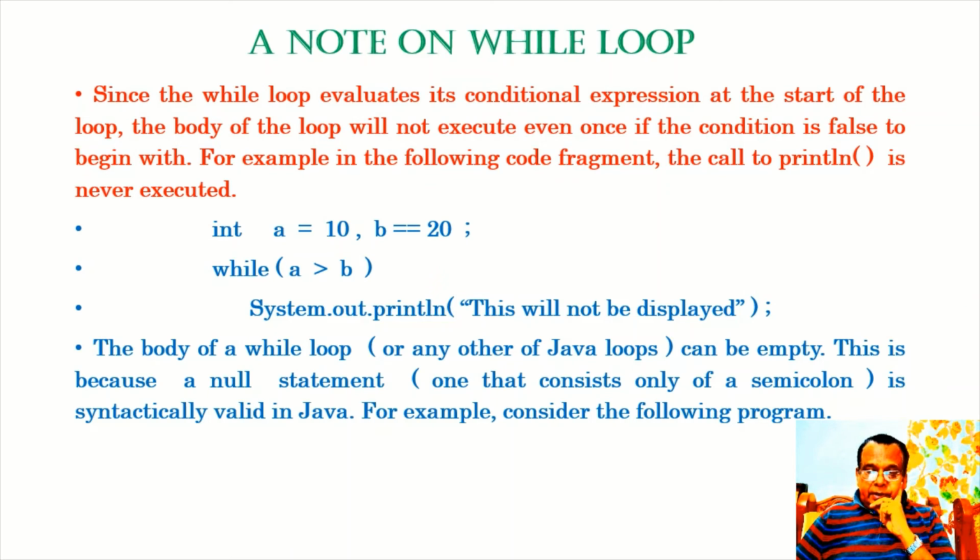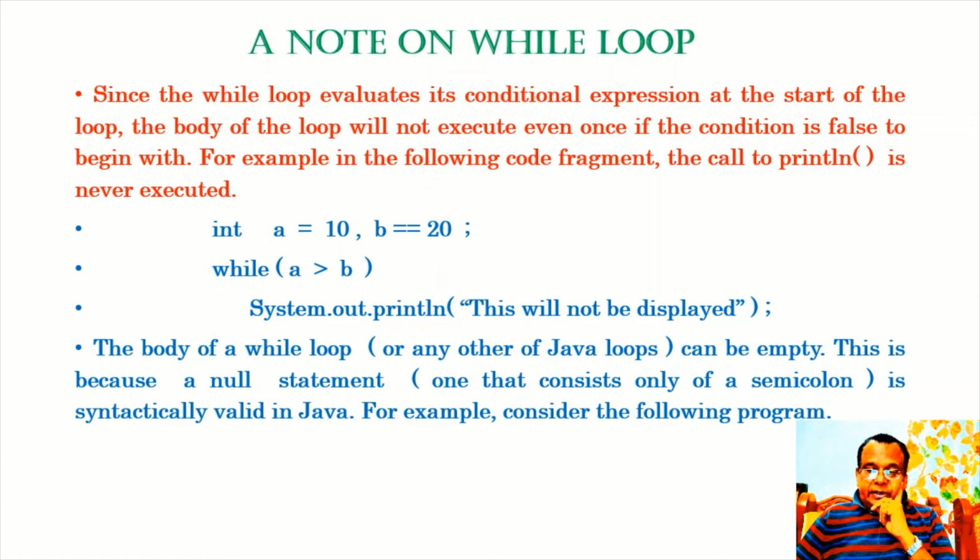Let us see the code. Int a is equal to 10, b is equal to 20, semicolon. A is assigned with 10 and b is assigned with 20. Next, we are using the while loop, while in bracket a greater than b, close the bracket.